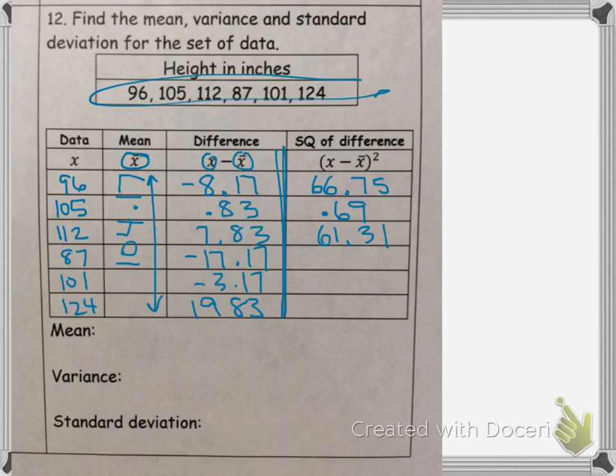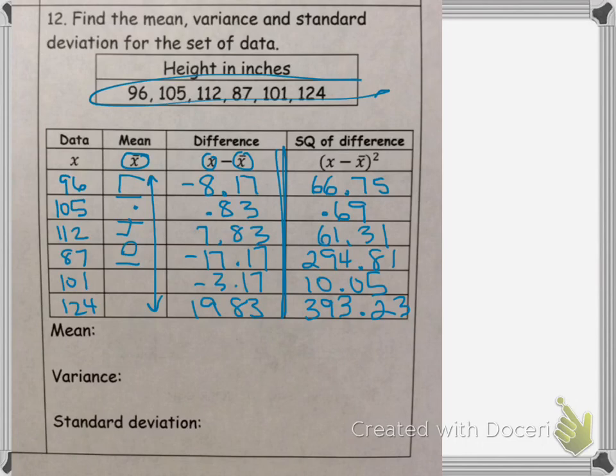Negative 17.17 squared, pretty big number, 294.81. Negative 3.17 squared is 10.05. And 19.83 squared is 393.23.